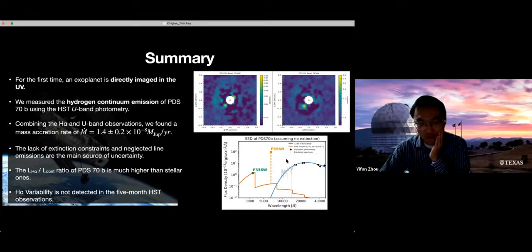Maybe ground-based VLT MUSE observation, if they can probe even deeper. I don't know if Sebastian has a plan for that. That may give us a good constraint on the extinction for the planet.